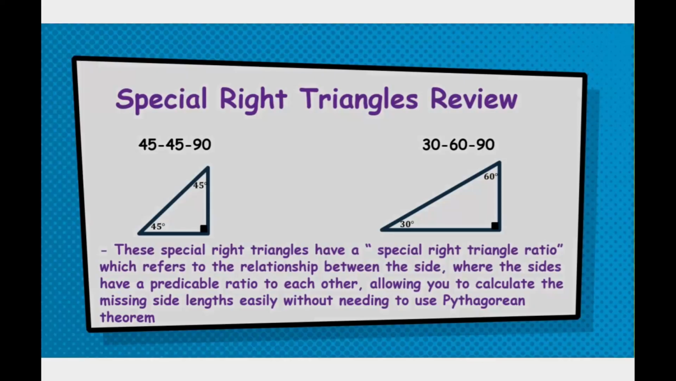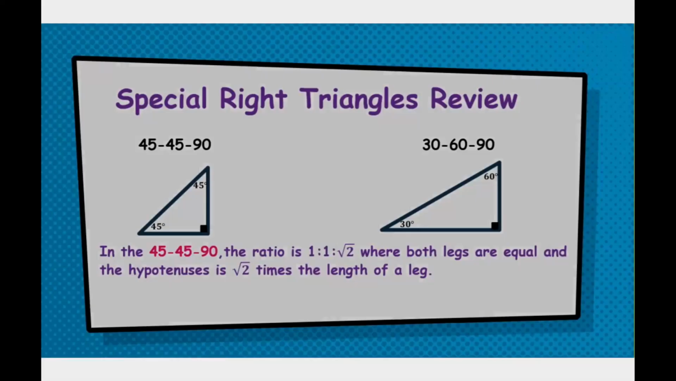These right triangles have a special right triangle ratio that refers to a relationship between the sides, where the sides have a predictable ratio with one another. So what we can do with that is calculate the missing side lengths easily without needing to use the Pythagorean theorem. And here's how that ratio works. You should have learned this at one point already.